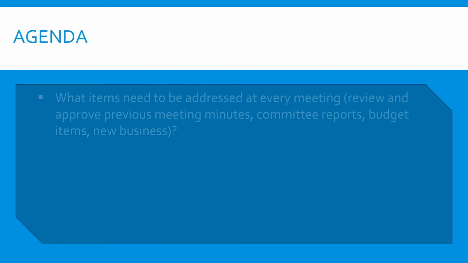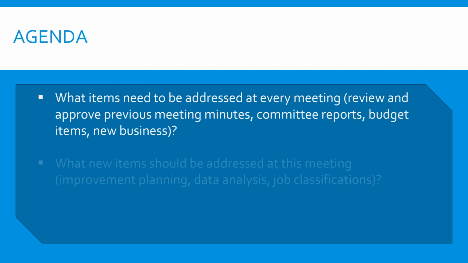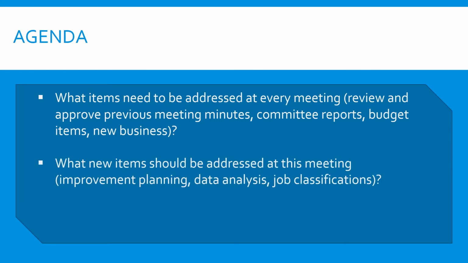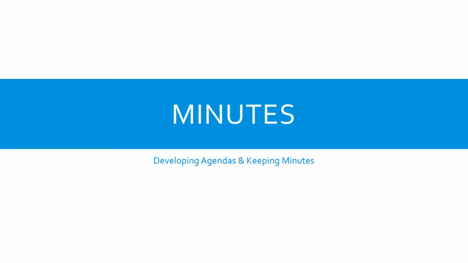Agenda. What items need to be addressed at every meeting, such as reviewing and approving previous meeting minutes, committee reports, budget items, and new business? What new items should be addressed at this meeting, such as improvement planning, data analysis, or job classifications? And when will the agenda and supporting documents need to be provided to the council members?